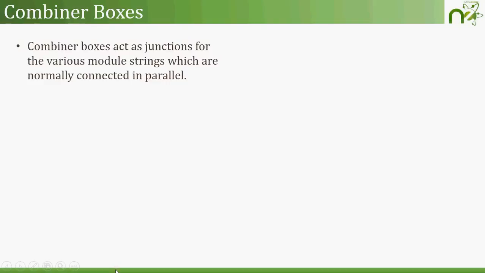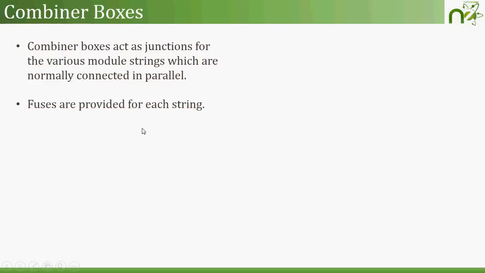where there is a huge number of solar PV panels, and the multiple outputs of those panels come into the junction box. It collects all the inputs from each of the solar PV panels, and then it transmits the current from that junction box to an inverter. The module strings are normally connected in parallel.